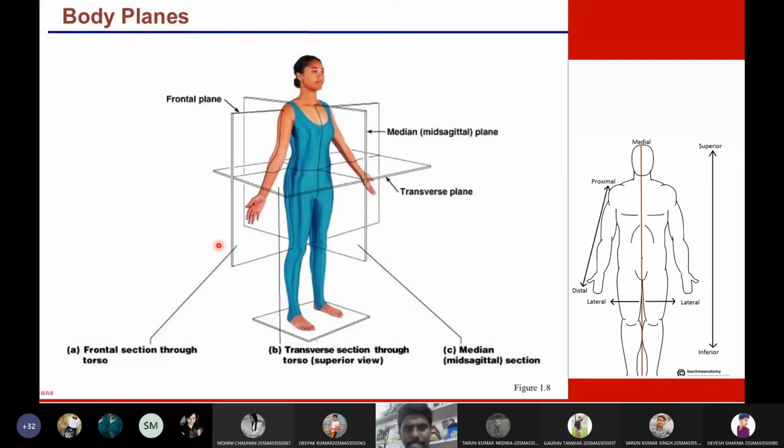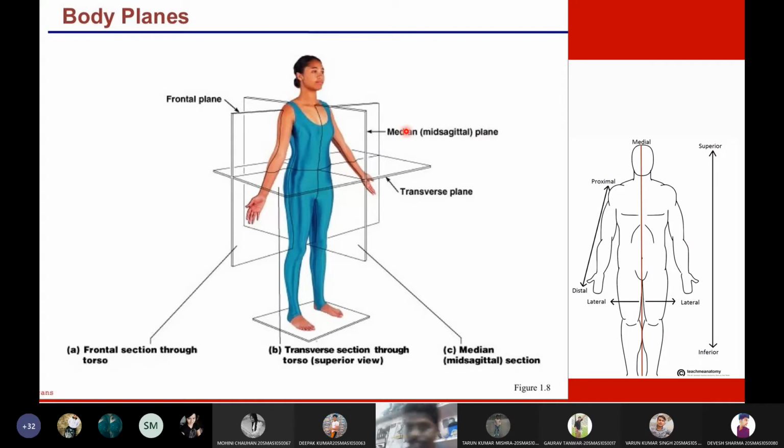The first one is the center plane. If you draw a line in the center line of your body, that line is called the medial line. The center line is called the medial line, and this plane is called the median plane. The median plane will cut the body into two proper halves. So this is called the median plane.